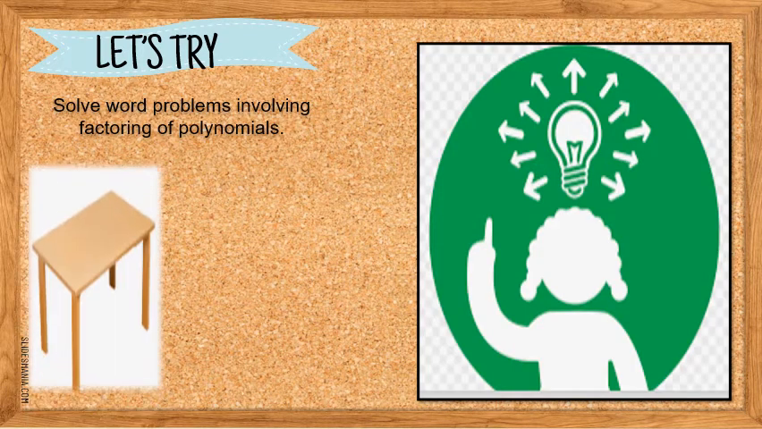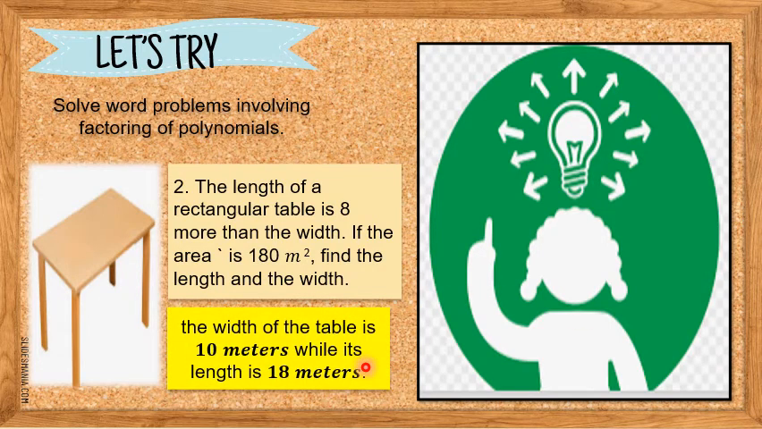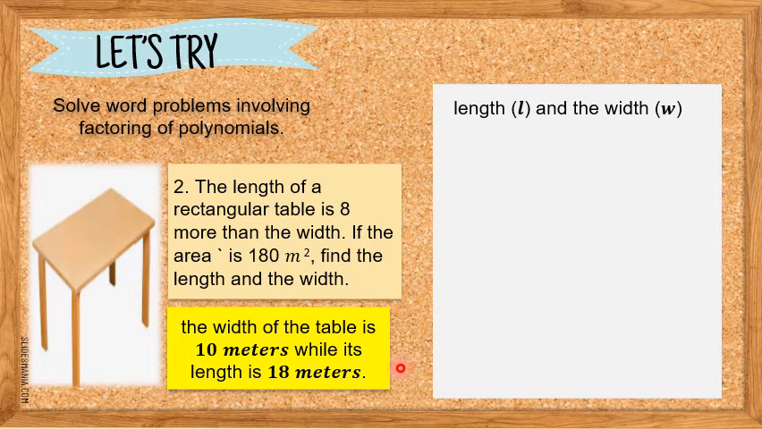Let's try this again. The length of a rectangular table is 8 more than the width. If the area is 180 square meters, find the length and the width. So what's your answer? The width of the table is 10 meters, while its length is 18 meters. Let's see the solutions. Length L and the width W.